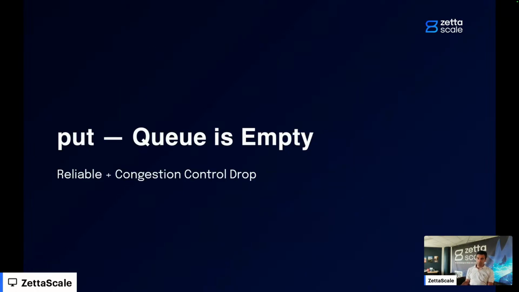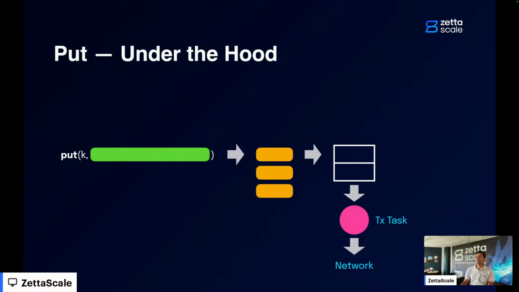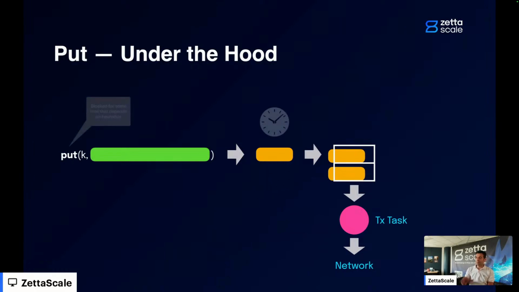Okay, now let's look at the reliable plus congestion control drop. And here things get a little bit more interesting, okay? So if we look at this case, I still have a sample that is fairly big, that requires 3 batches to be sent. I have only 2 batch slots available, right? I put the 2 batches, and then what do I do? Because again, if the network is very badly congested, depending on the network and depending on what I'm trying to send, this could take quite some time.